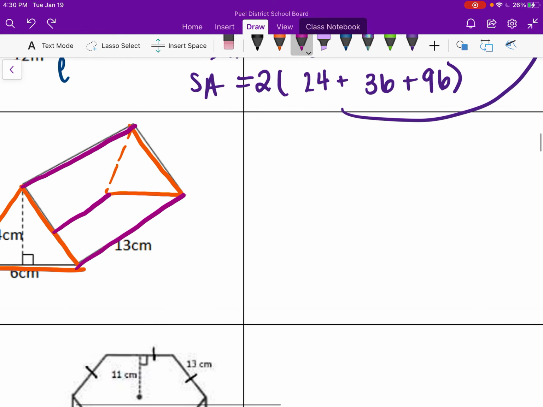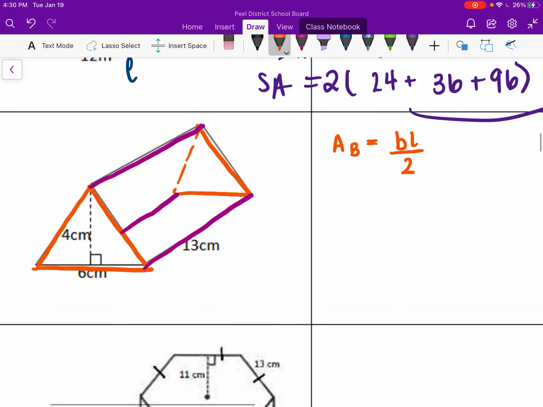So I'm gonna have area of the base, which is just area of the triangle, right? Which is just base times height divided by 2. So right, base times height divided by 2.